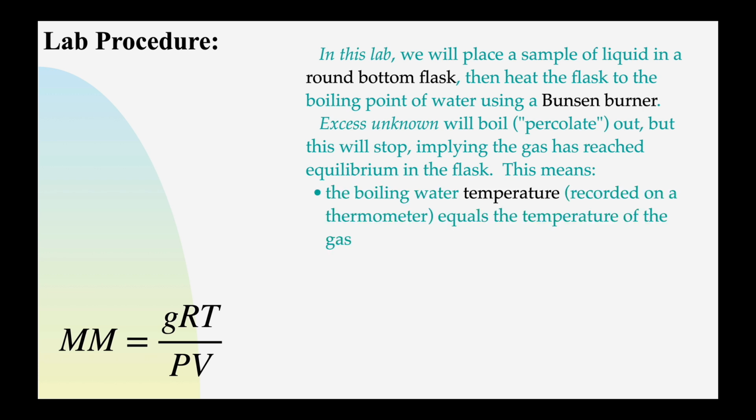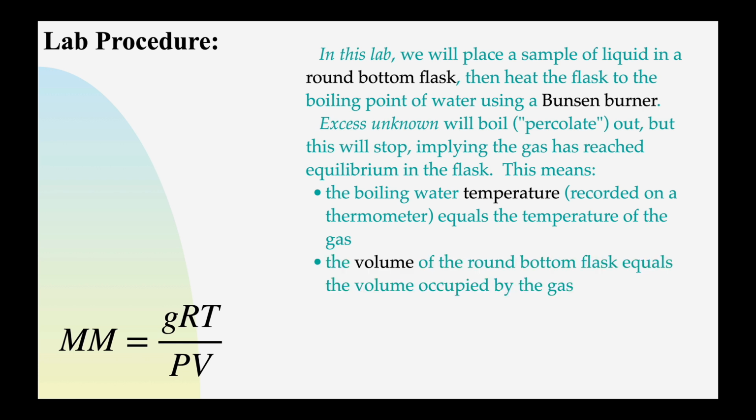Once you get to that part, the boiling water temperature should equal the temperature of the gas inside, because at that point everything is set up. So if we measure the outside water temperature, that should equal the temperature of the gas inside. The volume of the round bottom flask at that point should equal the volume the gas is occupying as well. So you can see what we're doing: we're getting just the right amount of unknown for the volume of our flask. And at that temperature, you can see how these pieces all fall together.